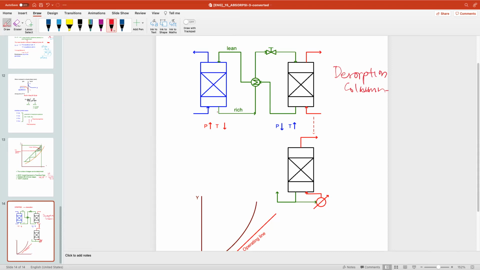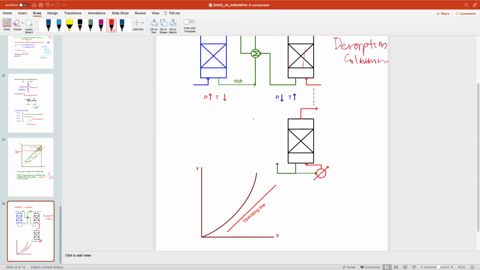While in the desorption column, usually we reduce the pressure and increase the temperature. If we reduce the pressure and increase the temperature, then the gas dissolved in the rich solvent would be volatilized and vaporized from here. And then here you will have your lean solvent. So sometimes the lean solvent doesn't contain absolutely zero solute. There's still a little bit left, because of the desorption column.